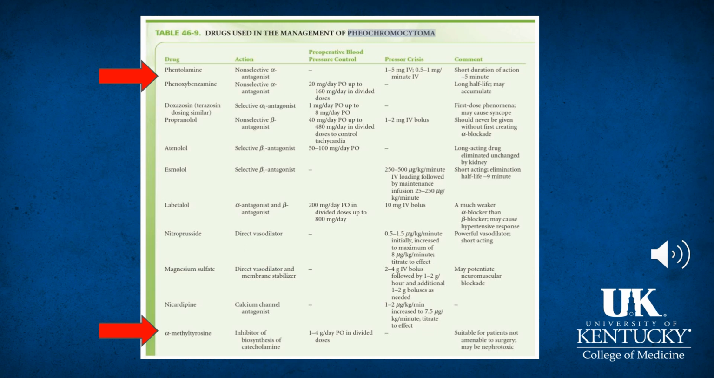Then alpha-methyl-paratyrosine. Here, this is the inhibitor of the biosynthesis of the catecholamines. It takes some time before that medication takes effect. Obviously, this can be used as pre-management if a patient is not responding sufficiently to your other alpha blockers, or can be used for patients who are not surgical candidates. It is also a PO medication.